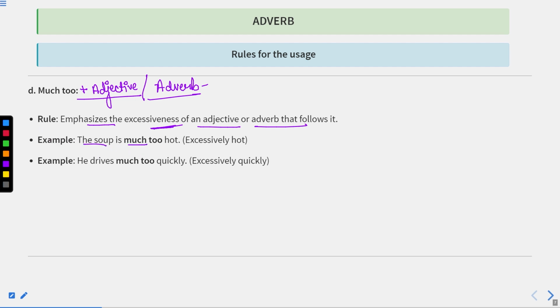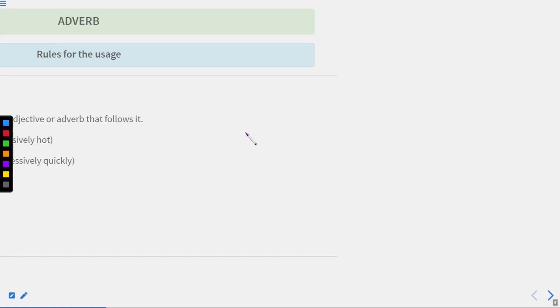Example: the soup is much too hot. Now hot is an adjective before which we have used "much too." He drives much too quickly. Now quickly is an adverb before which we have used "much too," that shows excessiveness, excessively quickly, whereas this is excessively hot. But if I say the soup is providing too much heat, then it is correct. Now let us move to the next one.